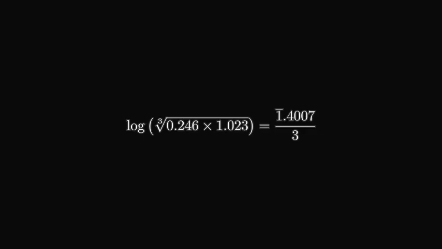Now, apply the cube root. Dividing the logarithm by 3 gives the log of the whole expression. The bar notation means a negative characteristic. Bar 1.4007 means bar 1 plus 0.4007.